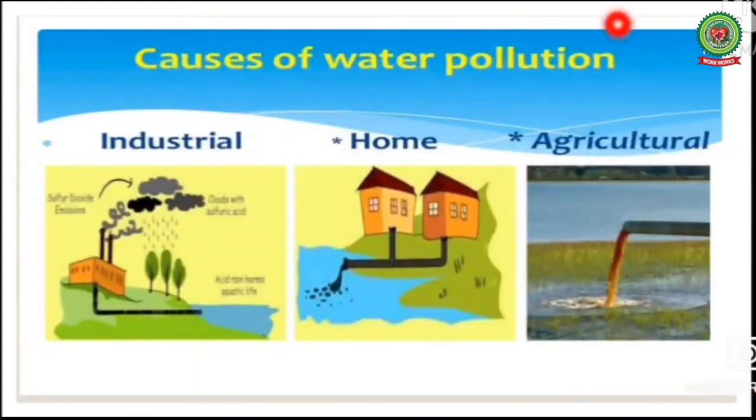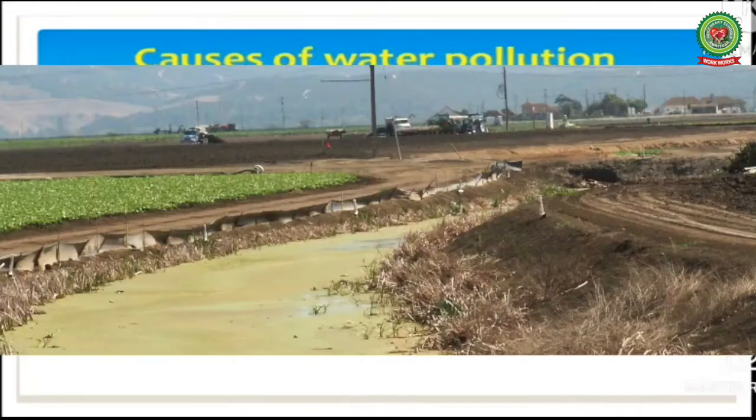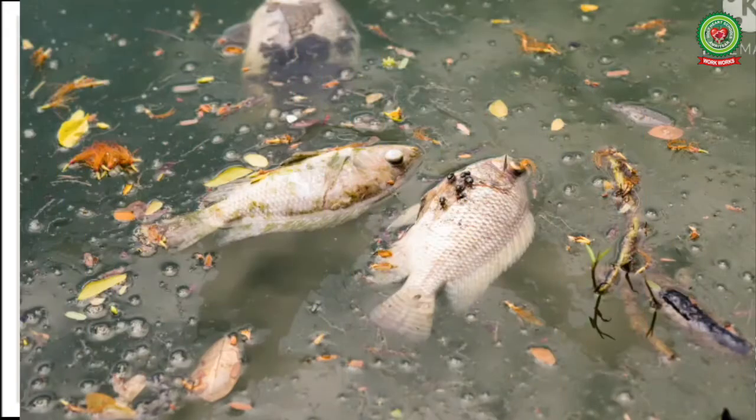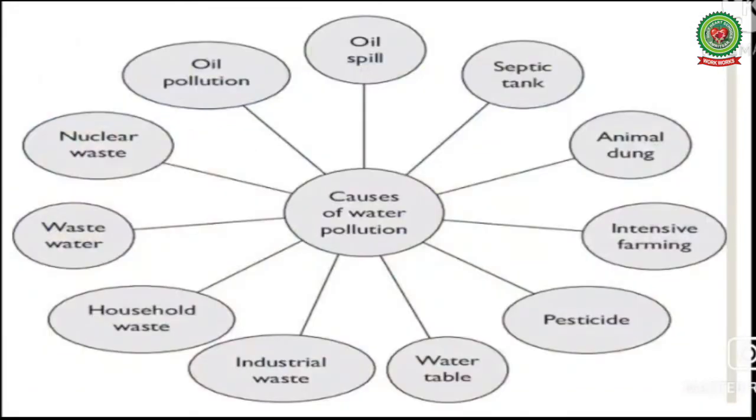Another cause of water pollution is agricultural waste. Students, most of the agricultural runoff and chemical fertilizers used in farming end up in the water bodies. These materials are poisonous to most of the aquatic life and can make them infertile and eventually cause death. So it is a major cause of water pollution. Let's discuss some of the other causes of water pollution too.